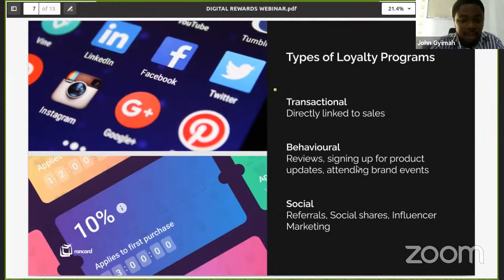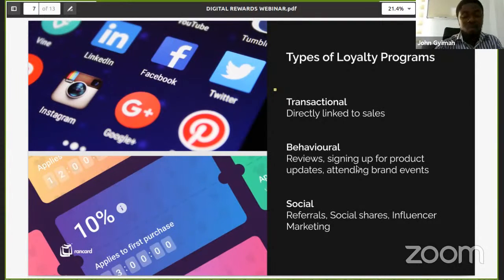Then we move on to what we call the behavioral loyalty program. So this is more at a deeper level. You can liken this to the value-based program, where for every purchase that a consumer makes, a percentage goes to, let's say, saving the trees or probably an orphanage or something. So it connects to the consumer at a deeper level.